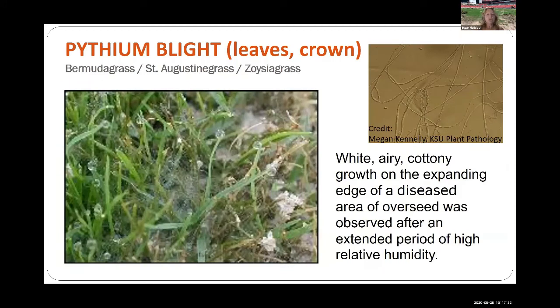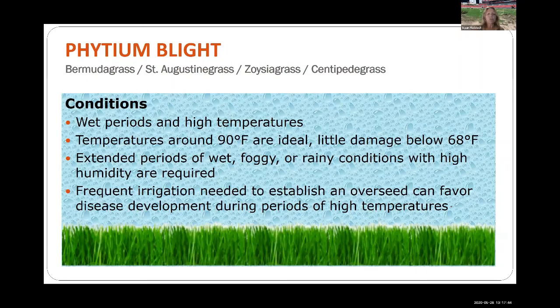This is one where you can actually go out and see the white, airy, cottony growth on the diseased areas, especially after we've had a lot of humidity, so cool nights and such. So again, wet periods, high temperatures, ideal temperatures around 90 degrees. There's little damage below 68. This is because we're using a cool season turf grass in a warm season area, so you'll start seeing this disease process come in as our temperatures start warming up in the springtime. And this is why in many cases golf courses and sports fields go in with a herbicide kill while the other turf is still dormant to get rid of the overseeded product. Okay.